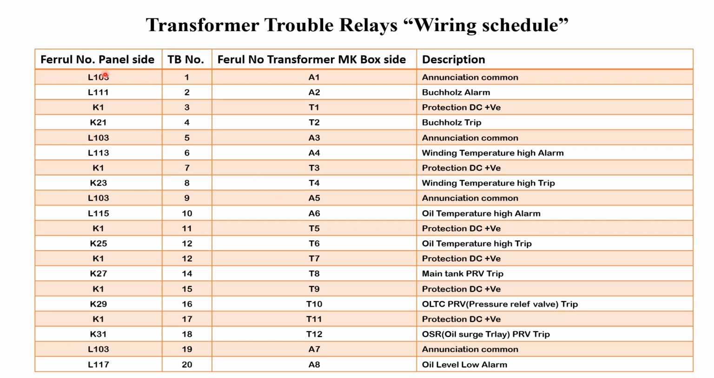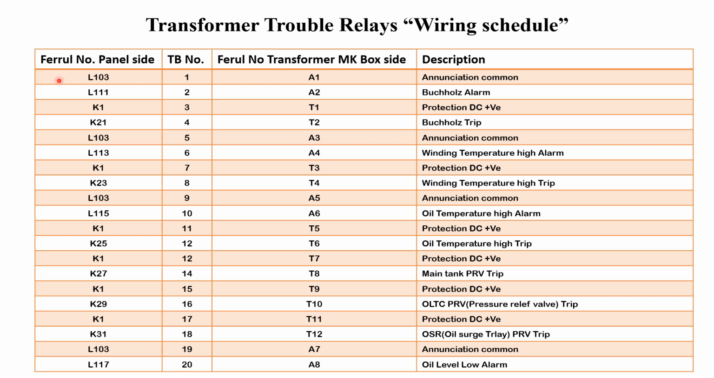On this side we have mentioned the ferrule number on the panel side, then the TB numbers are given, and the ferrule number from the transformer MK box is given on this side. There is also a provision for description over here, so understanding the wiring schedule becomes very easy. Let us understand with an example. On TB number 1, the description is annunciation common.